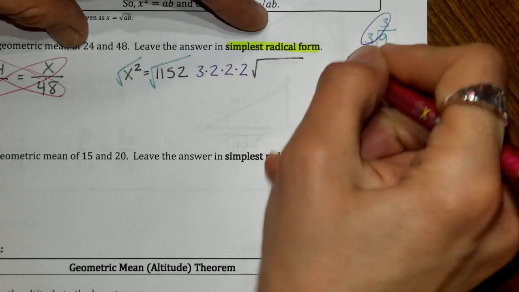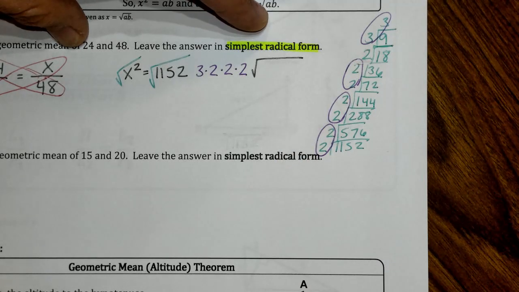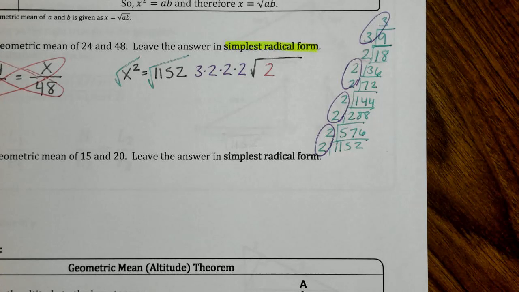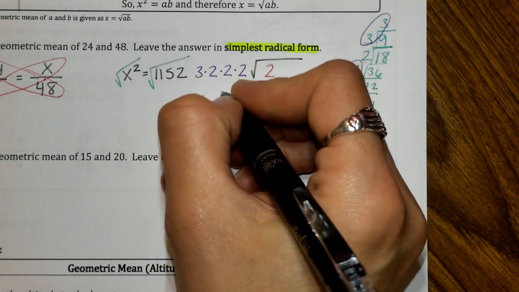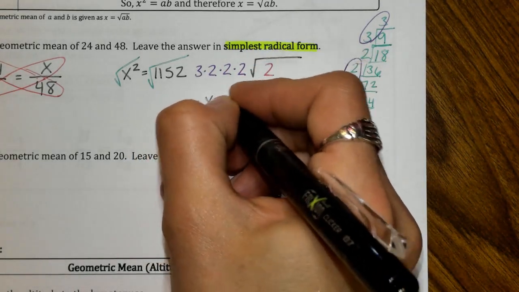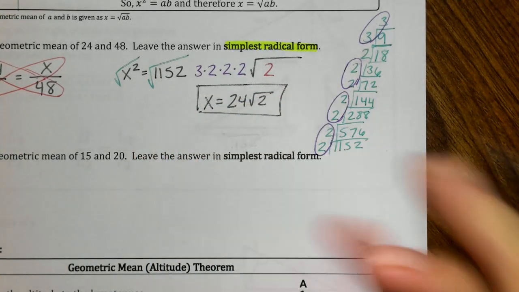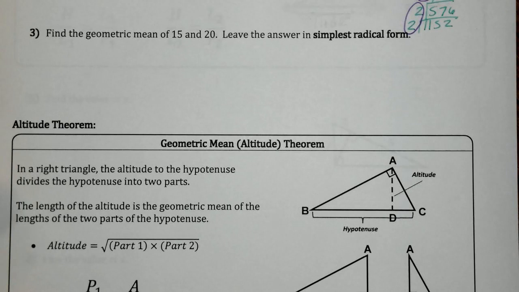I'm going to circle that. So that leftover 2 goes inside by itself. We multiply everything on the outside, 3 times 2 times 2 times 2. We're going to end up with 24, and then we leave it as the square root of 2. I encourage you to pause it and try this one on your own. I know I've got several students who will do that.